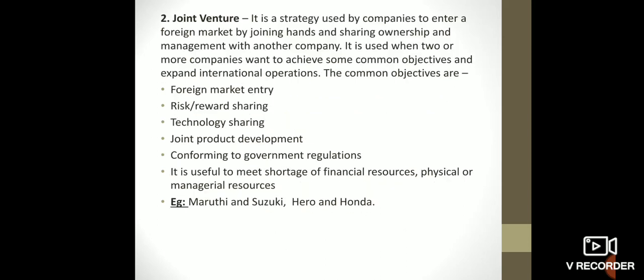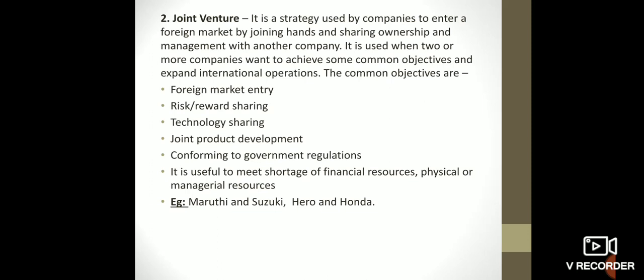The next type is the joint venture. It is a strategy used by companies to enter into a foreign market by joining hands and sharing the ownership and management with another company. It is used when two or more companies want to achieve common objectives and expand international operations. The common objectives are foreign market entry, risk and reward sharing, technology sharing, joint product development, and conforming to government regulations. It is useful to meet the shortage of financial, physical or managerial resources.